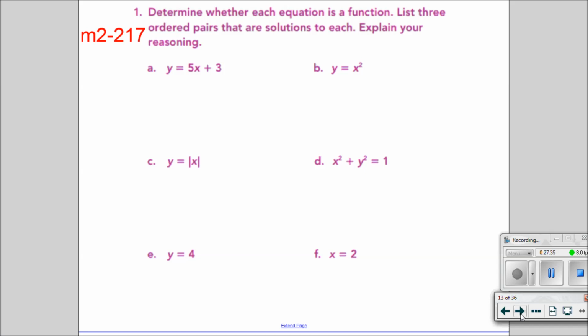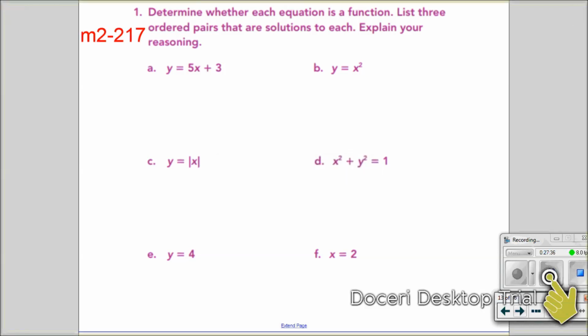Right now we're going to determine if it's a function. So we are definitely doing this first part. Go ahead and underline that. But rather than listing the ordered pairs, what I want you to add to your directions, so put a star here, is you're going to say whether it is linear or not linear. So you also have to put linear or not linear.